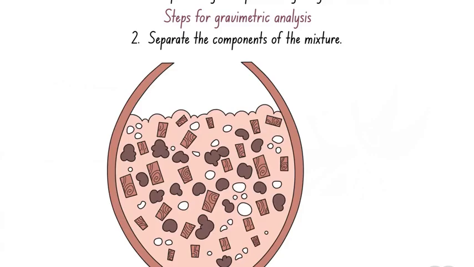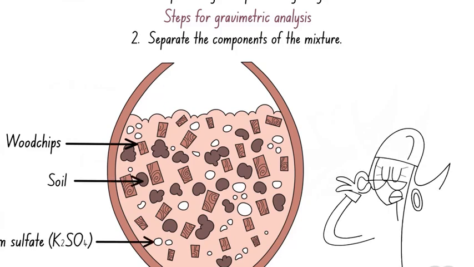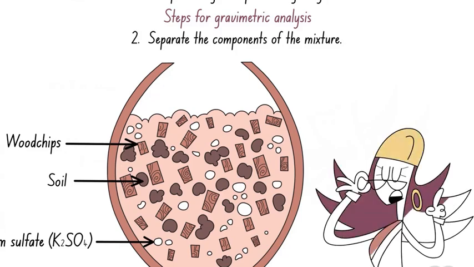Now that the first step of gravimetric analysis is complete, do you know what comes next? We need to separate the components of the mixture using one or more separation techniques. In this case, the fertilizer is a heterogeneous mixture of wood chips, potassium sulfate, and soil. But how will Long Jane Silver and Senor Ortega go about separating the 3 components? They will need to plan each step before they begin the next phase of their experiment.